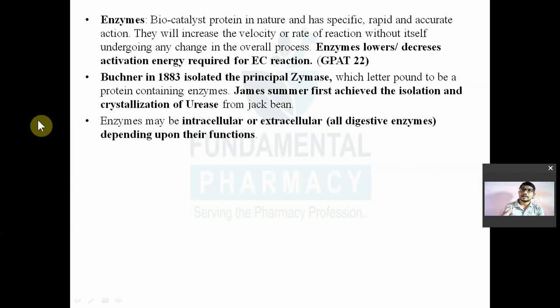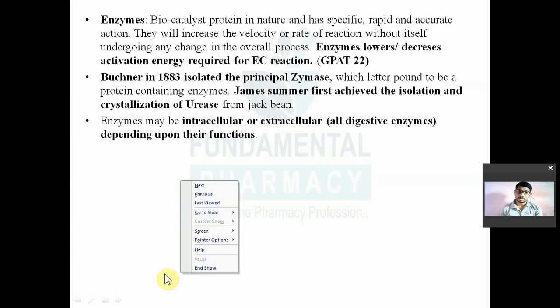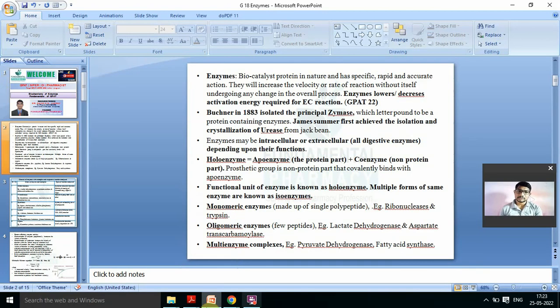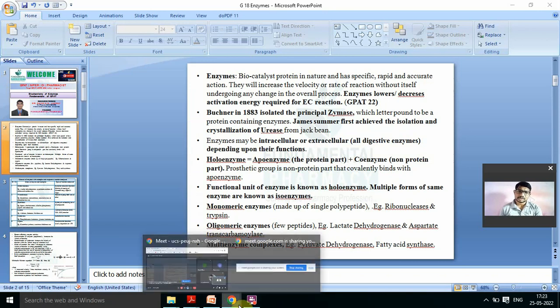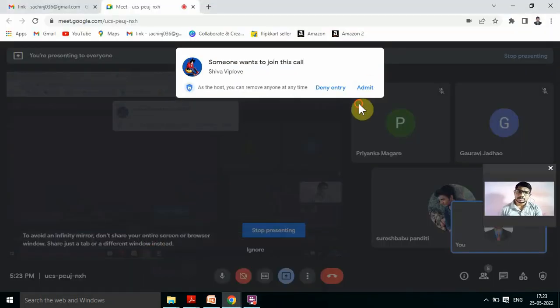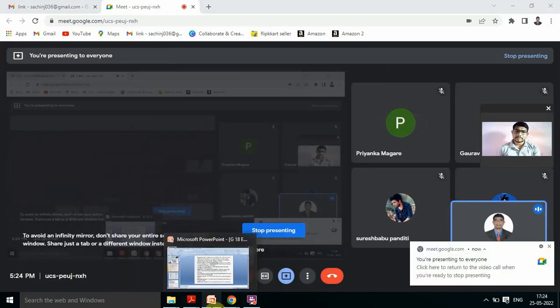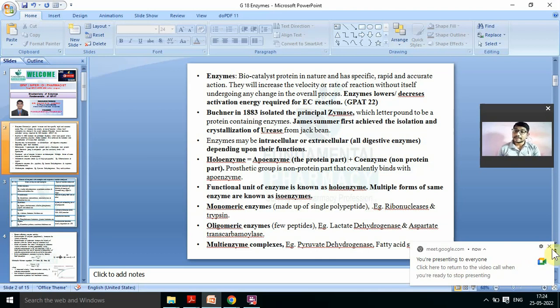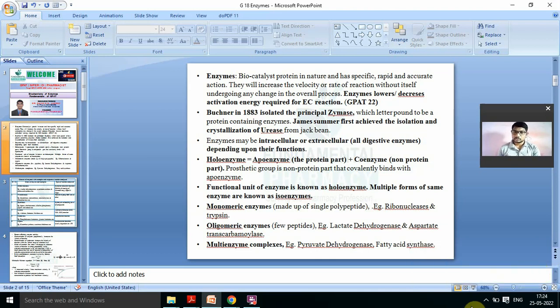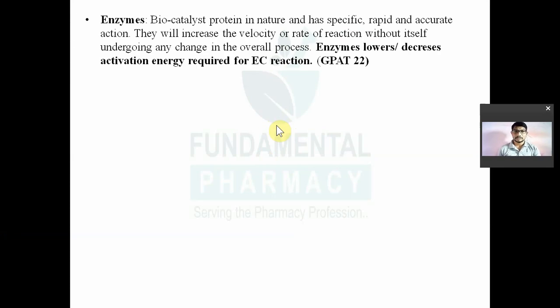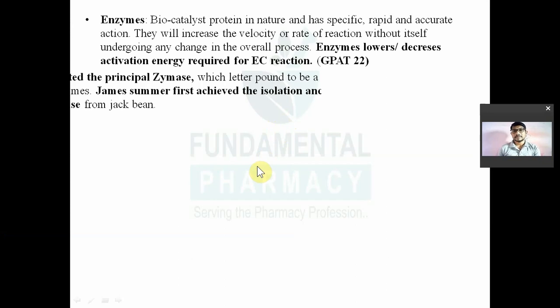Depending upon the nature of the substrate, that is, which substrate the enzyme acts on. For example, if protein is the substrate of the enzyme, then that is nothing but a proteolytic enzyme. For example, trypsin, chymotrypsin, pepsin; those enzymes are found in the stomach and are responsible for the digestion of protein. So enzymes may be named depending upon their substrate.